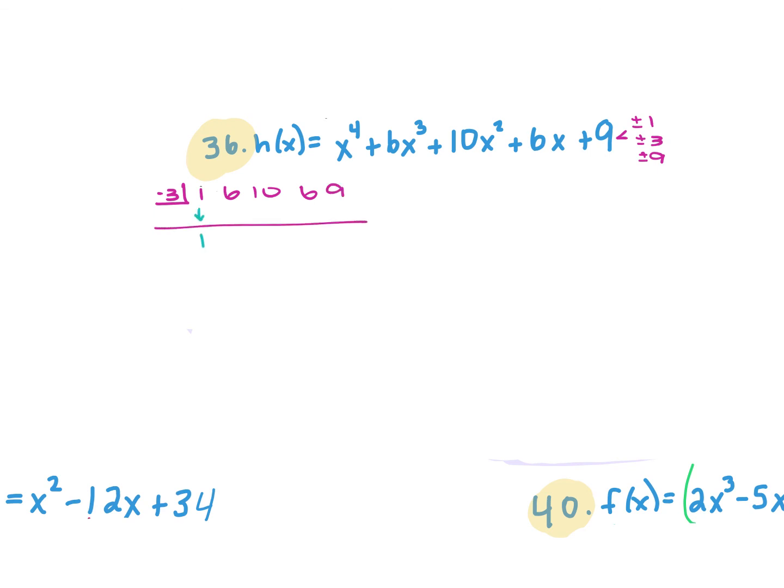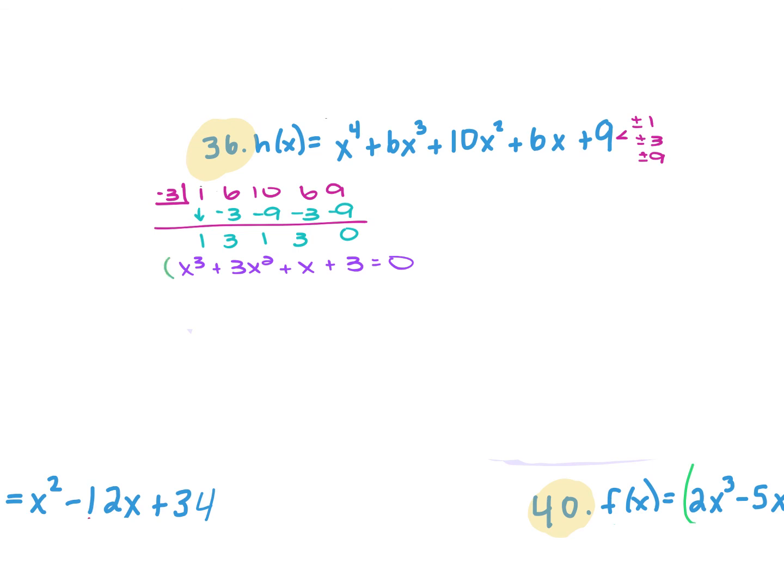That 1 drops down. 1 times -3 is -3. So then we have 6 minus 3 is positive 3. 3 times -3 is -9. Add that with the 10, that gives you 1. 1 times -3 is -3. Add that with the 6, that gives you 3. And 3 times -3 is -9. Add that with the 9, that gives you 0. So this is going to give you the new polynomial of x cubed plus 3x squared plus x plus 3 is equal to 0. You have 4 terms with this one, so try to factor it by grouping.